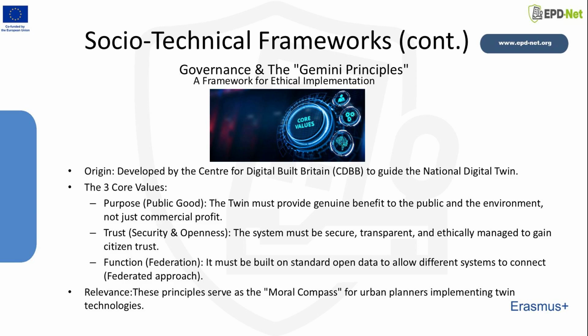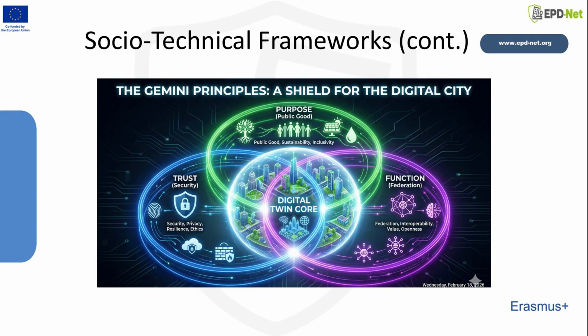2. Trust. If citizens do not trust the system with their data, the project will fail. Therefore, the twin must be secure and transparent. 3. Function. The system must function effectively through federation. This means avoiding monopolies and allowing different systems to talk to each other. For us as planners, these principles are our moral compass. They ensure we build smart cities that are ethical, not just technological.